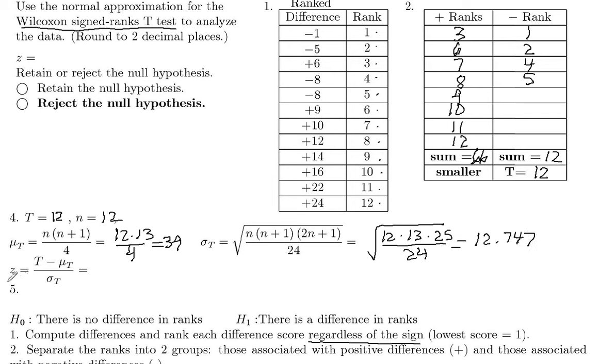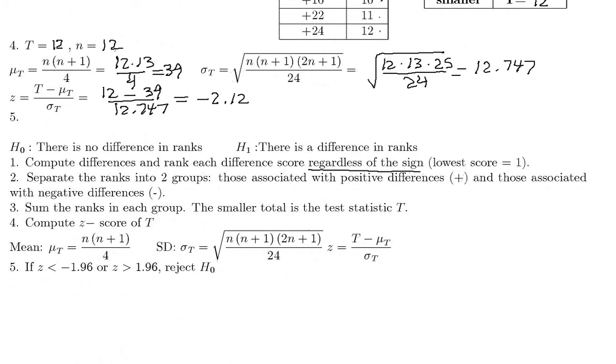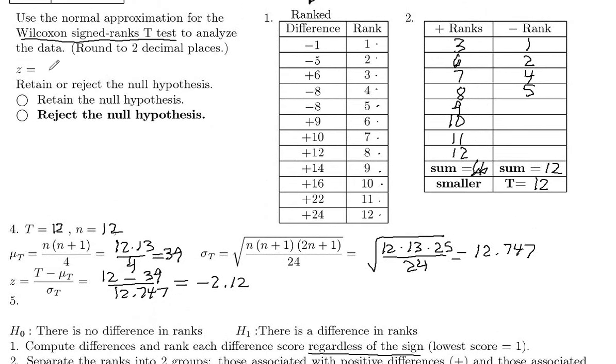Now we're ready to compute the z-score of our test statistic. The 12 is our T, minus the mean, which is 39, divided by our standard deviation, the 12.747. If you compute this in the calculator, you get negative 2.12. That's our z-score, the first thing they asked for in WebAssign right here, negative 2.12.